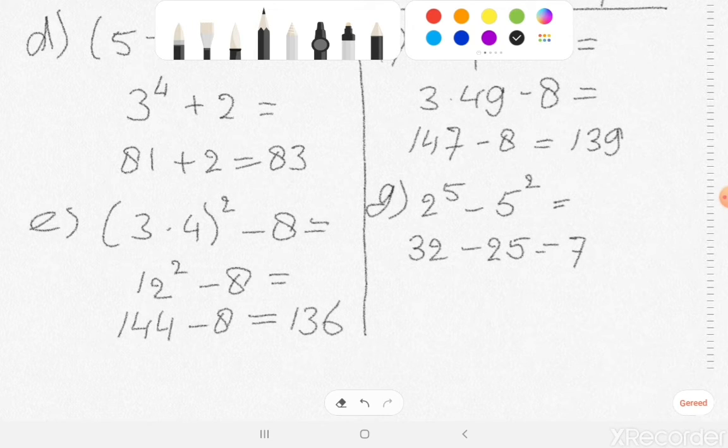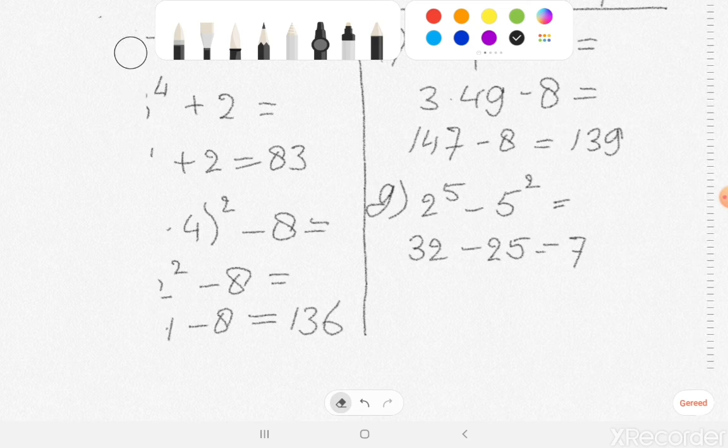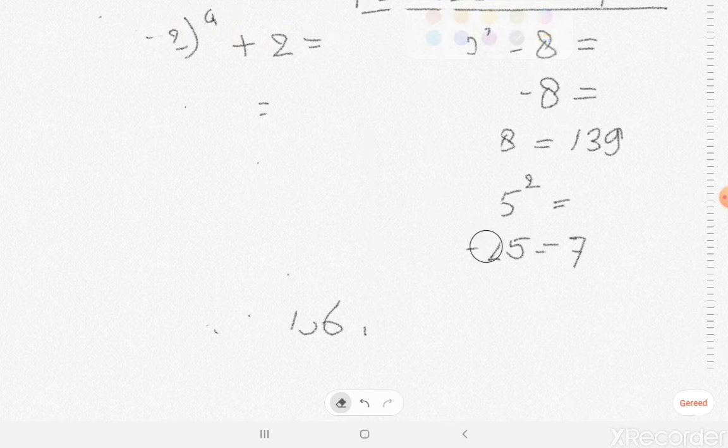Then we still need to do from H to L. So I'm going to erase a few things. Just wait a second.